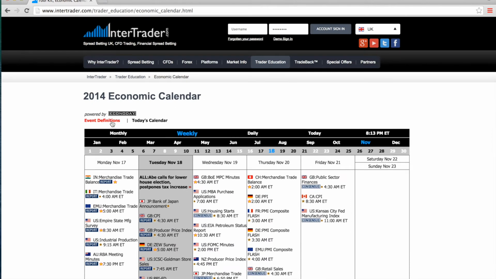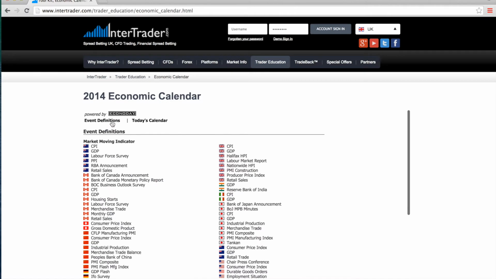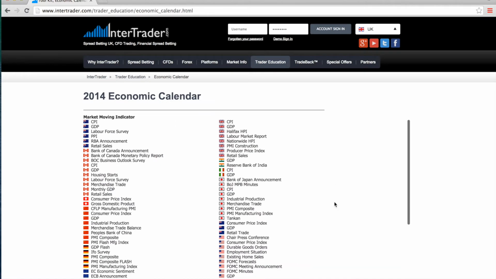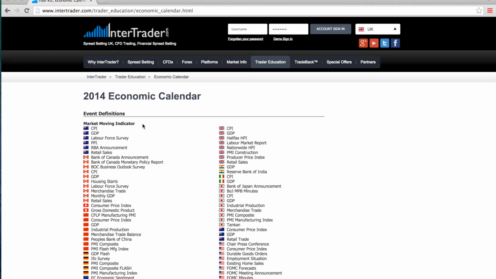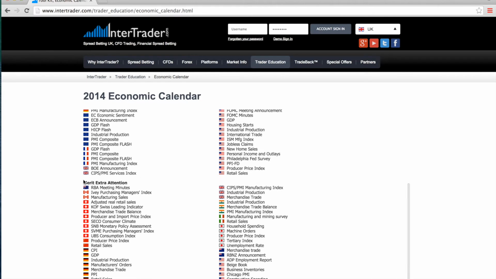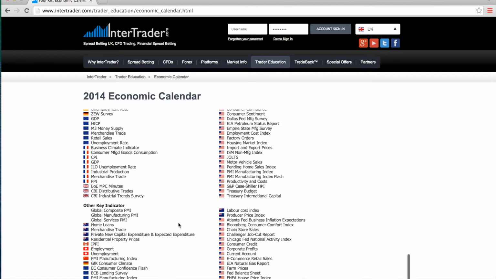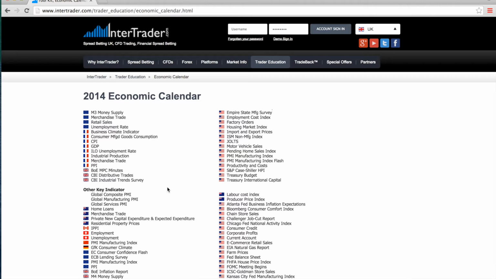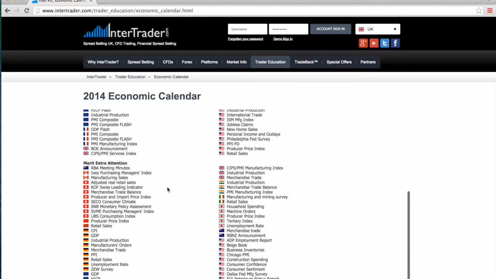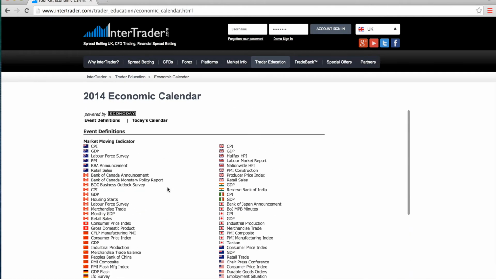The economic calendar provides you with the opportunity to learn more about economic events so that you can better understand their impact. By clicking on the Events Definitions tab, you'll see that all the events are listed and categorized based upon their market impact. Market moving indicators, followed by those that merit extra attention, and other key indicators. It behooves one to focus on the market moving indicators first.